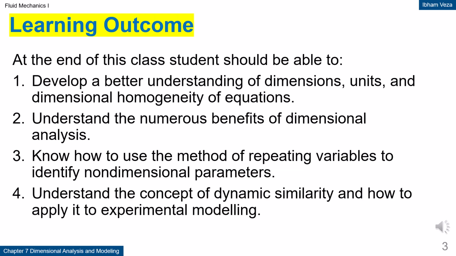Learning outcome. The learning objectives emphasize mastering dimensions, units, and dimensional homogeneity as the basis for validating physical equations. In addition, students are expected to understand the practical benefits of dimensional analysis in simplifying engineering problems. The method of repeating variables is introduced as a systematic tool to find dimensionless parameters. The concept of dynamic similarity becomes the key to linking experimental models with real systems. The final outcome is the ability to apply these concepts to fluid flow modeling.